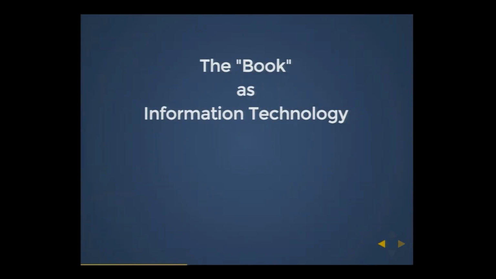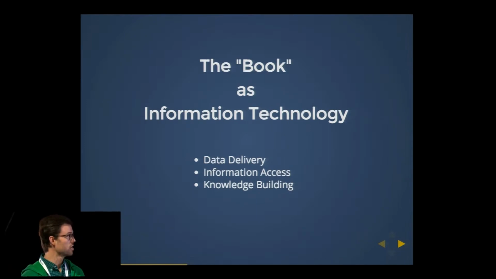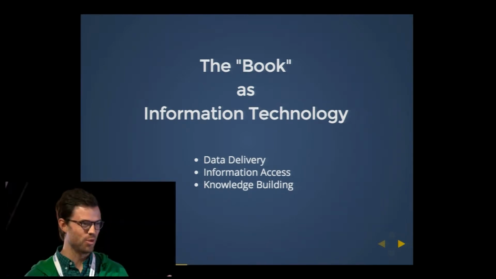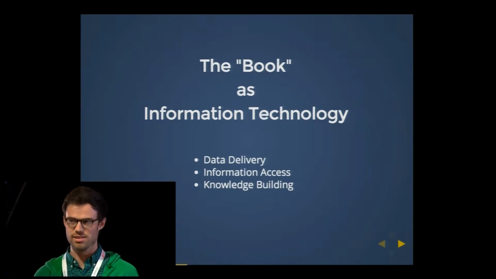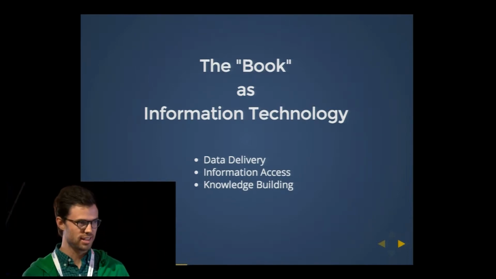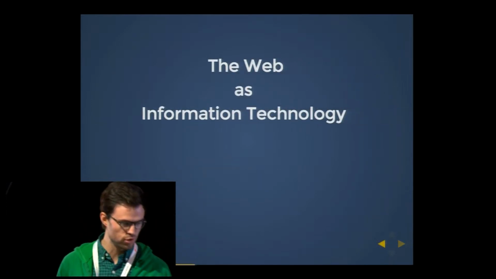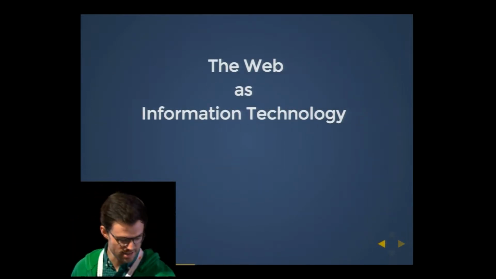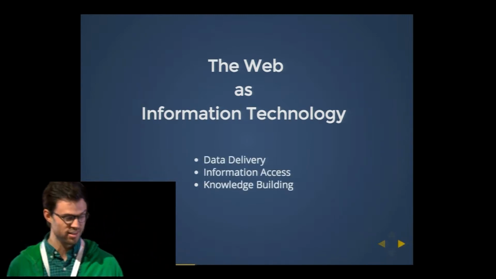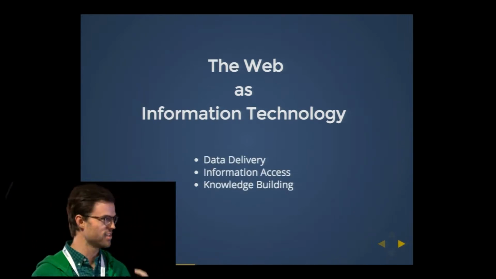So when we think of the book as an information technology item, like what that means on a conceptual level, we see that the book represents a data delivery method. It provides information access, and ultimately and fundamentally it's about building knowledge. So with this project we wanted to recognize the book as the fundamental shape and legacy and tradition of the book for libraries, but then also look at the web as information technology. And not to be too blunt about it, but it offers data delivery, information access, and it's about knowledge building.